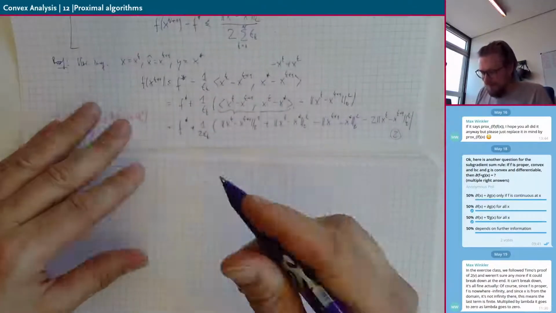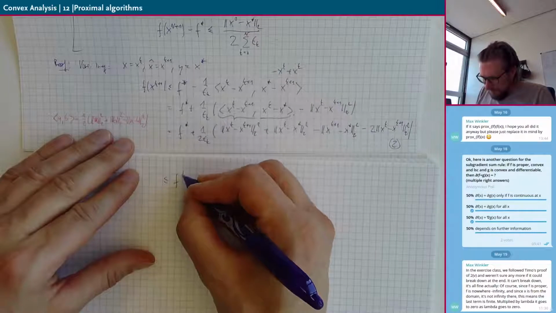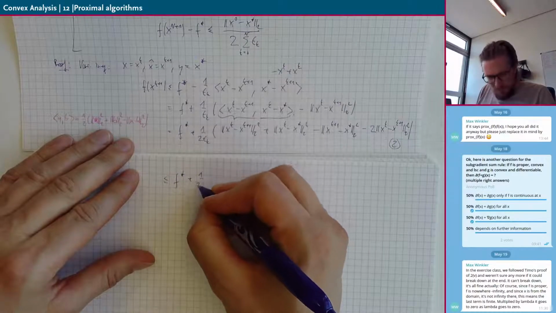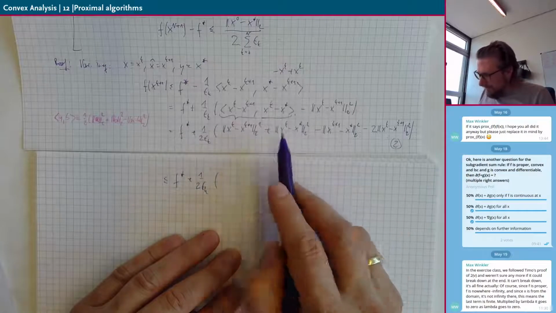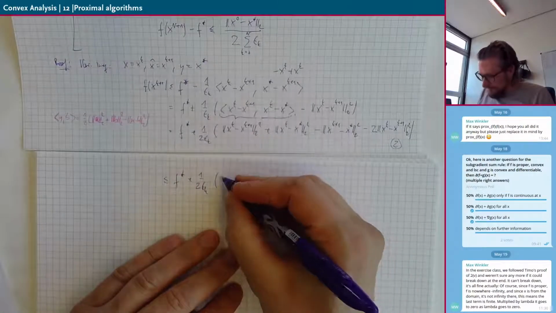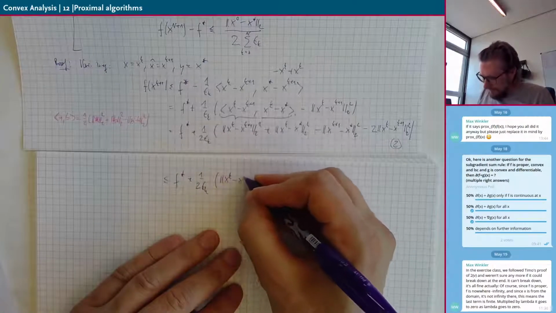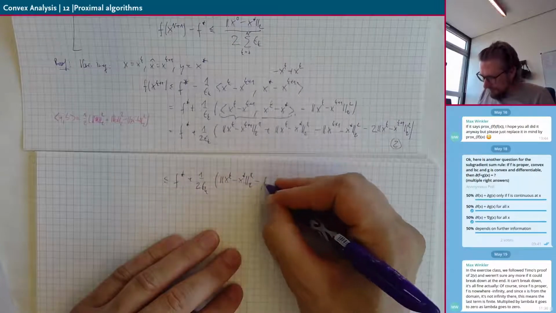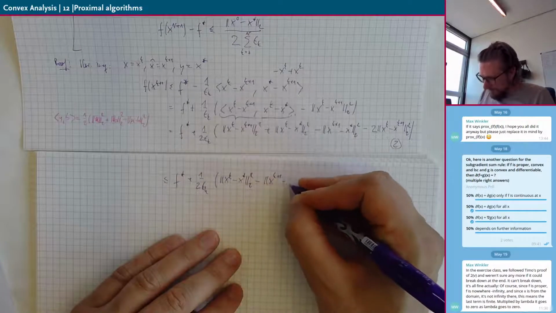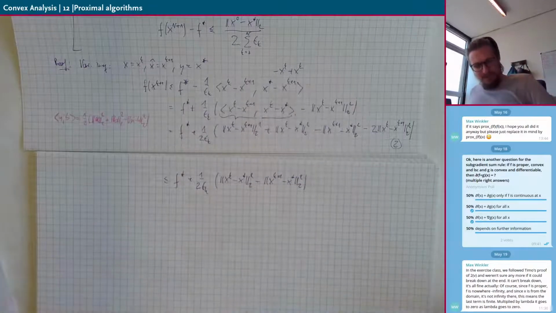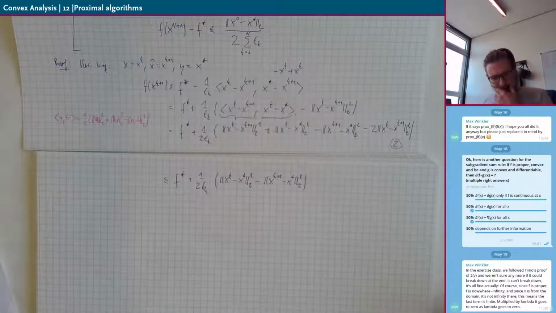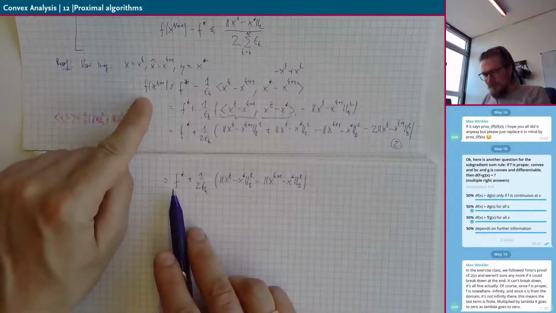So kind of estimating it further, f star plus 1 over 2t_k, and then here you get just the difference of these two guys, the squared norm of x_k minus x star minus the squared norm of x_{k+1} minus x star. Okay, and from this inequality here we can deduce things.